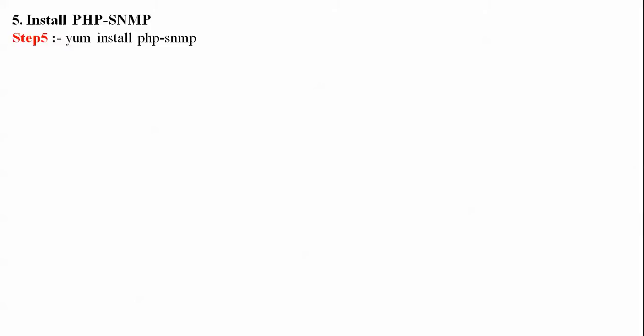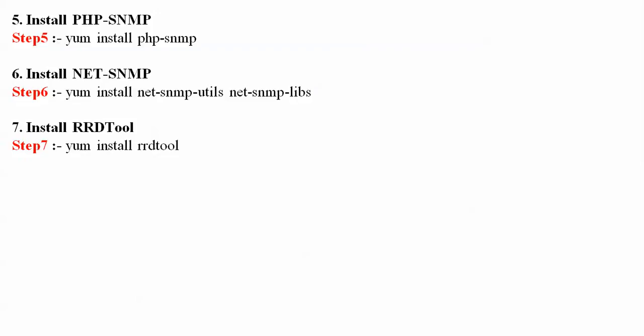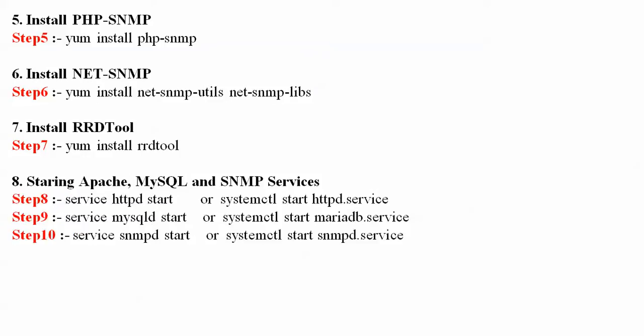So after that, the fifth one is I'm going to install PHP SNMP. Then this is the command to install SNMP. After that, I'm going to install net-snmp. This is the command to install. Then I'm going to install RRDtool. So this is the command. And the eighth one is starting Apache, MySQL and SNMP services. So this is the command. You can type service httpd start or systemctl start httpd service also. Same, you can type any one command to start the MySQL and SNMP httpd command.